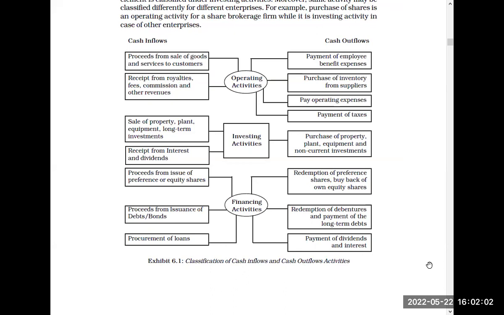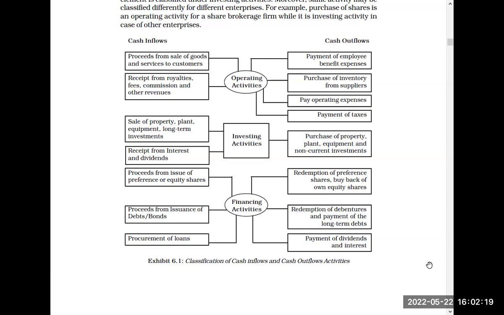Payment of operating expense, payment of tax, purchase of property, plant and equipment, and non-current investments, redemption of preference shares, buyback of own equity shares. Buyback of own equity shares, we have not done. I mean, the company buys its own shares in the open market.